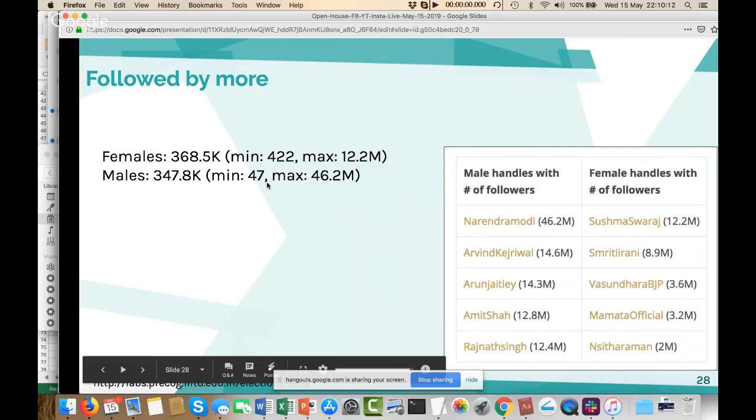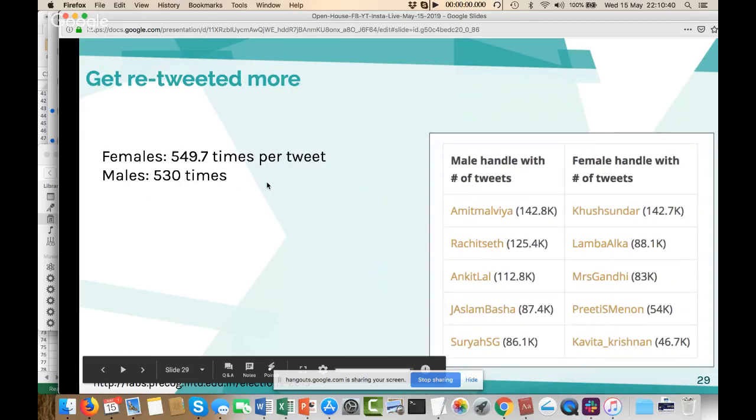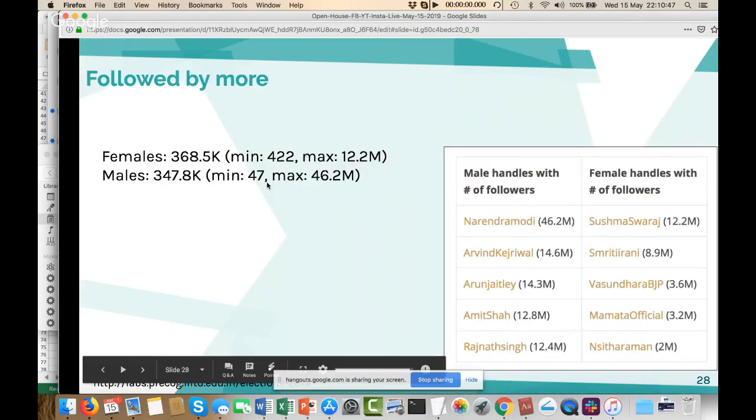Following on the question about gender itself, we started looking at who is having more engagement on social media, male versus female. In this case, the difference is really small. On average a female account has 368,500 followers, whereas a male account has 347,000. That's a very small difference. We also saw that females get retweeted more, 549 versus 530. Actual numbers are also on the right-hand side.